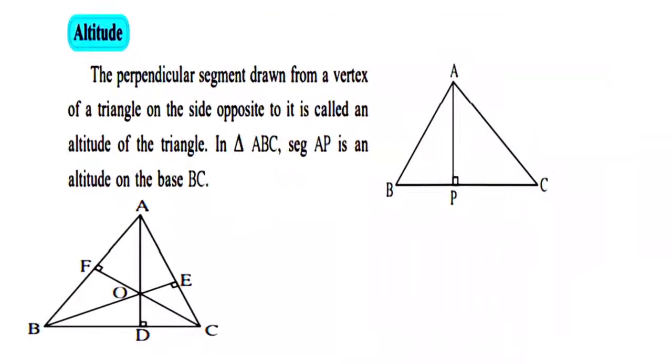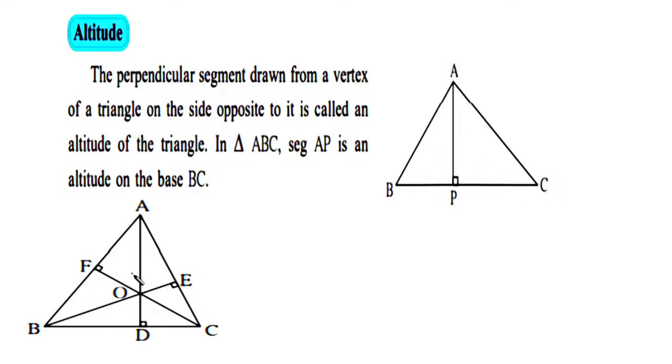अल्टिट्यूड म्हणजे शिरोलंब. The perpendicular segment drawn from a vertex of a triangle on the side opposite to it is called an altitude of the triangle. Here, in the figure alongside, in triangle ABC, AP is an altitude on the base.